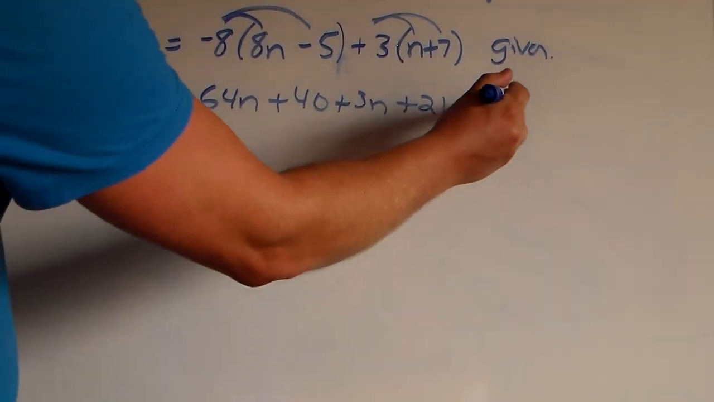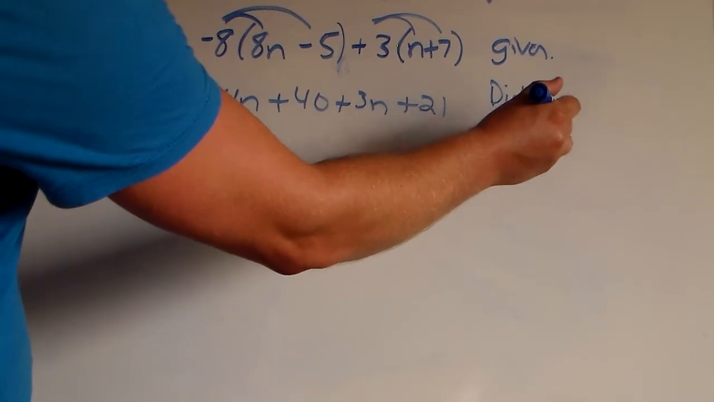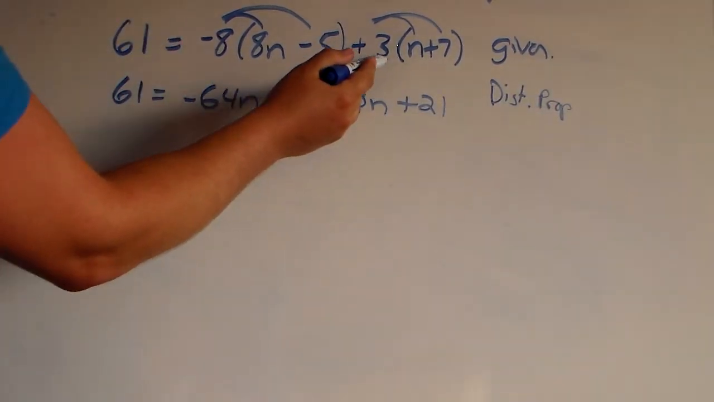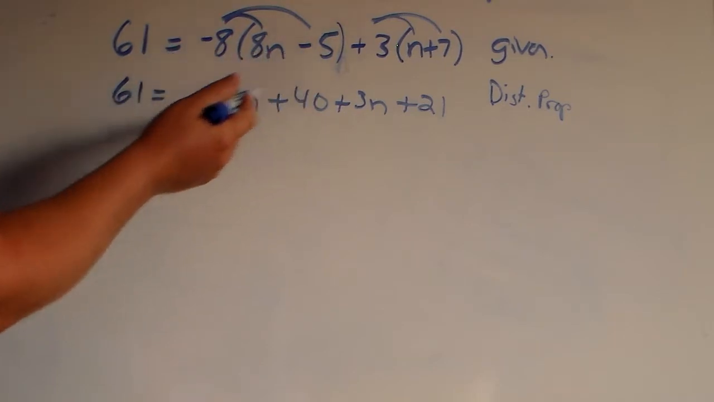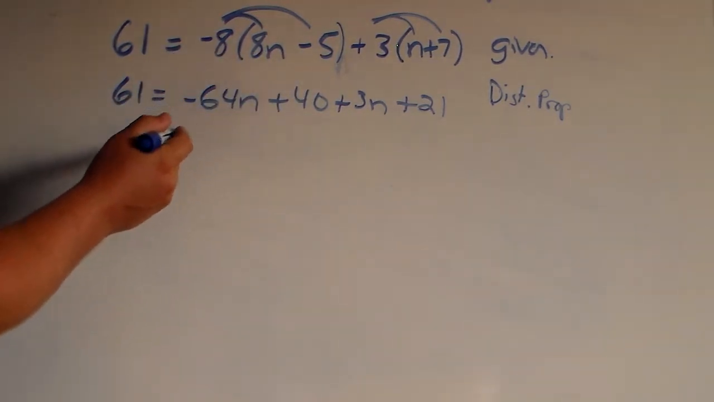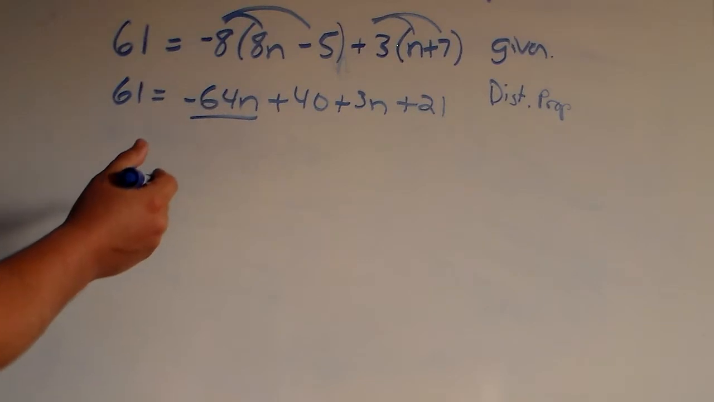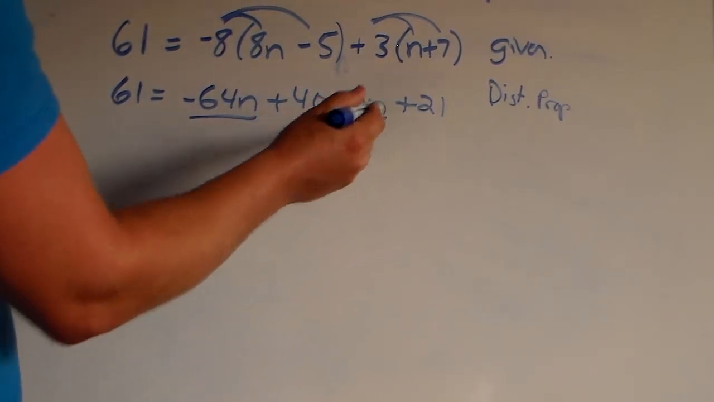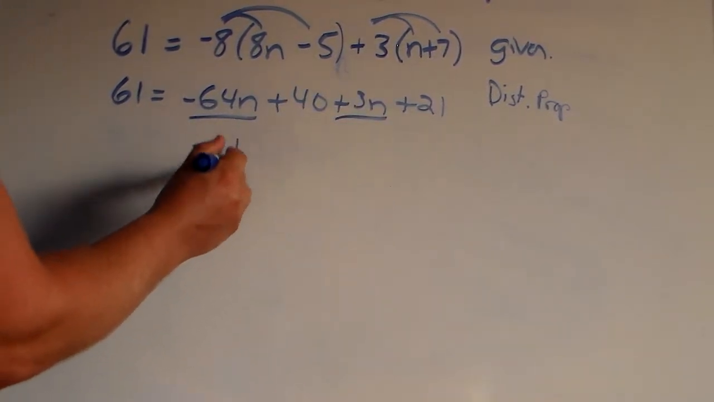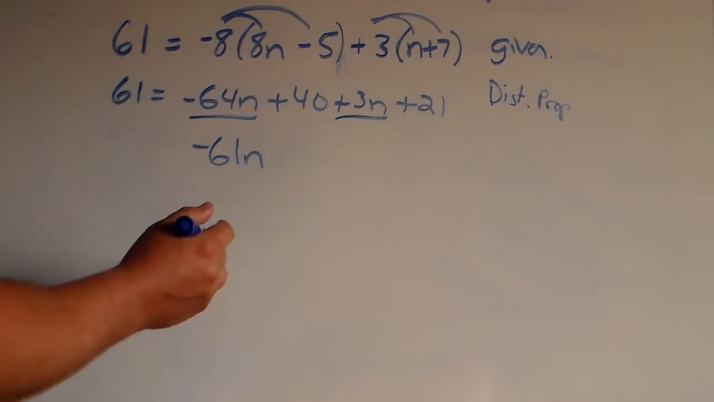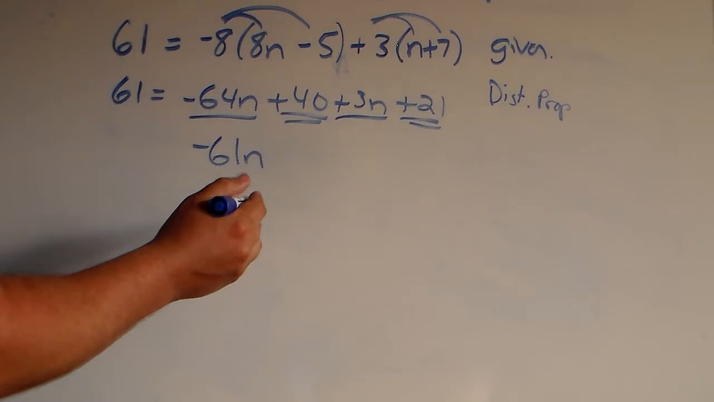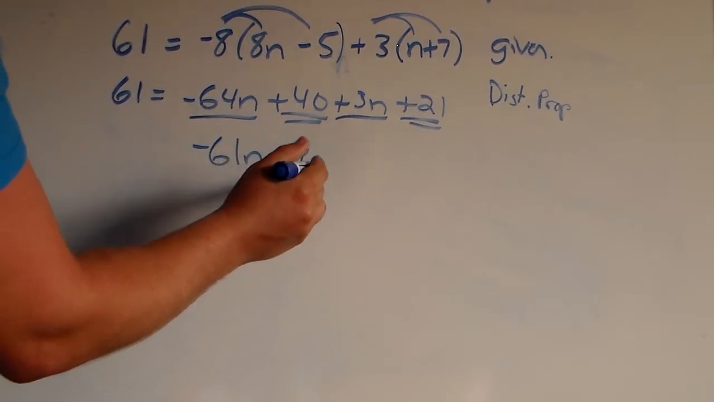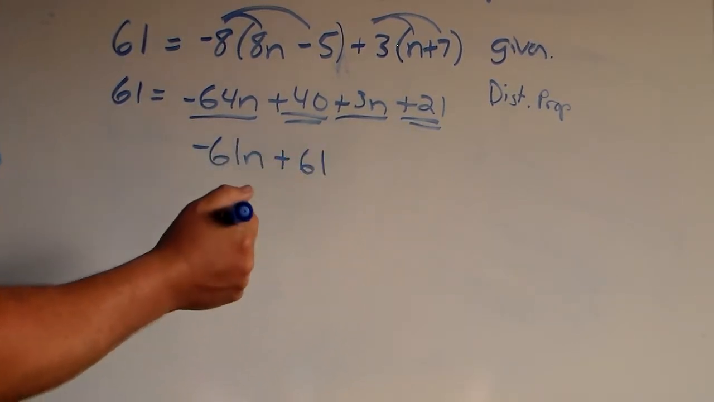Now that is the distributive property. You just got to make sure you multiply that sign and number to both of those terms. Sign and number to both the terms. And then we combine our like terms. Negative 64n plus 3n gets us negative 61n. 40 plus 21 gets us plus 61.